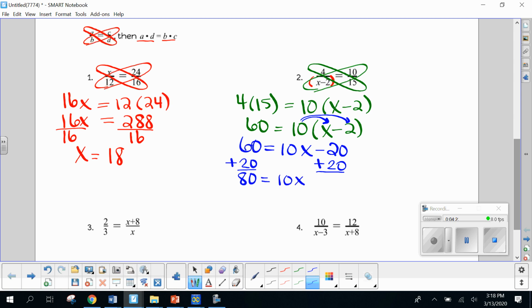Right, we're going to get rid of the 10. I'm going to divide by 10. My answer is going to become 8. Okay?